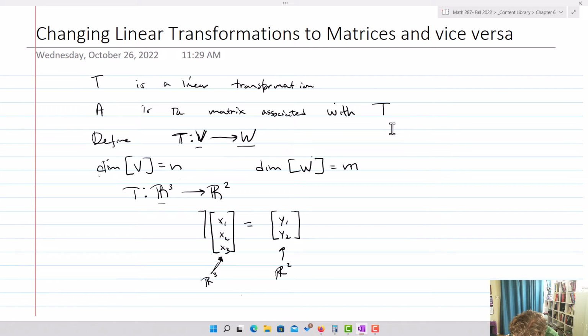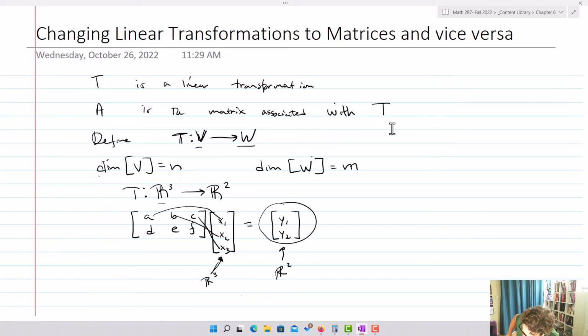So now I'm going to figure out what kind of matrix I'm going to need for that. Well, one, I'm going to need 3 columns, because I need to be able to take the dot product. I need to be able to do this multiplication. And then I'm going to need 2 rows, and that's because my output space is 2-dimensional.